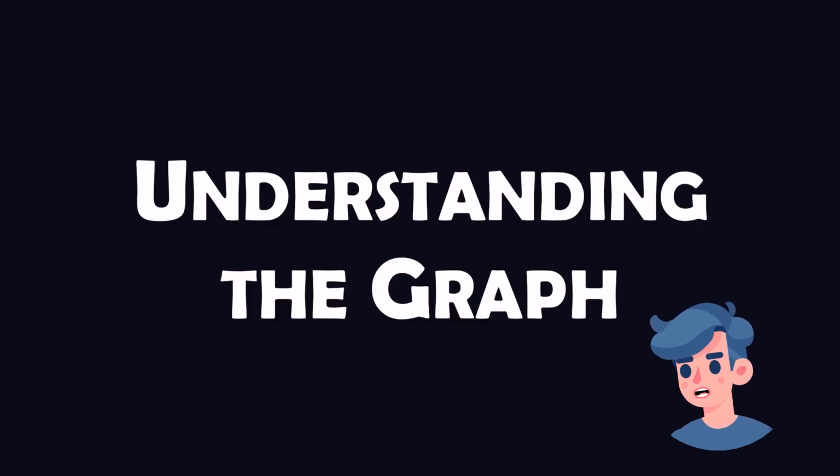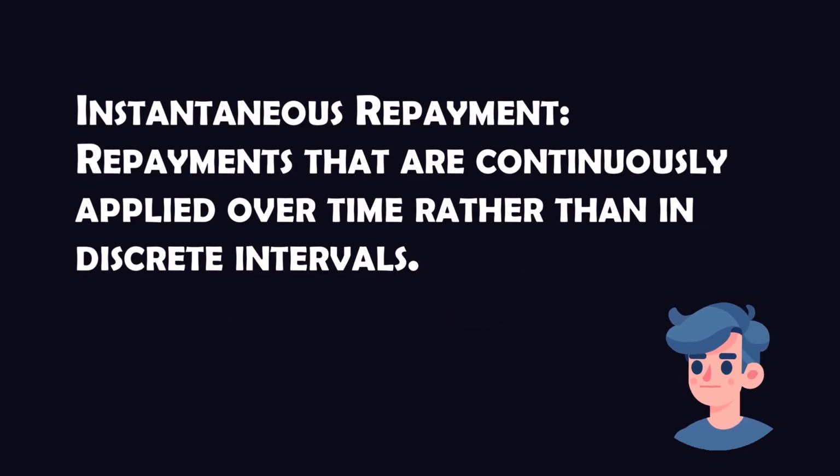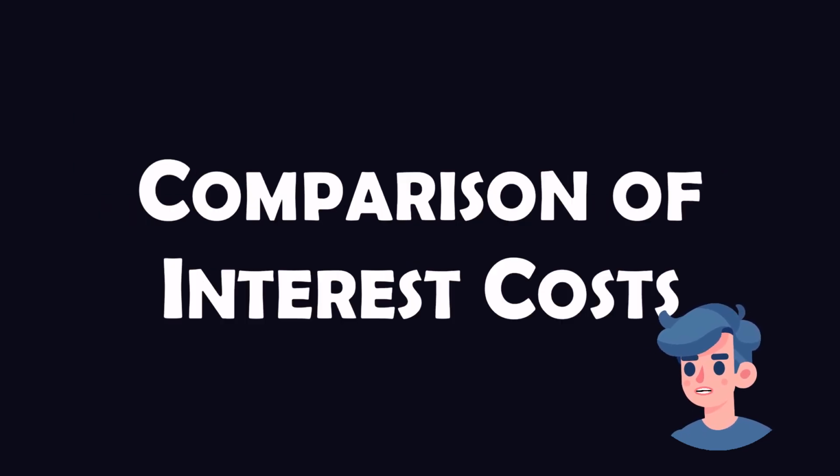As seen in our graph, the balance decreases exponentially over time. This means that at any point in time, your repayments are continuously reducing the principal, thus leading to lower interest costs. One significant advantage of continuous repayment mortgages is the reduction in total interest paid.